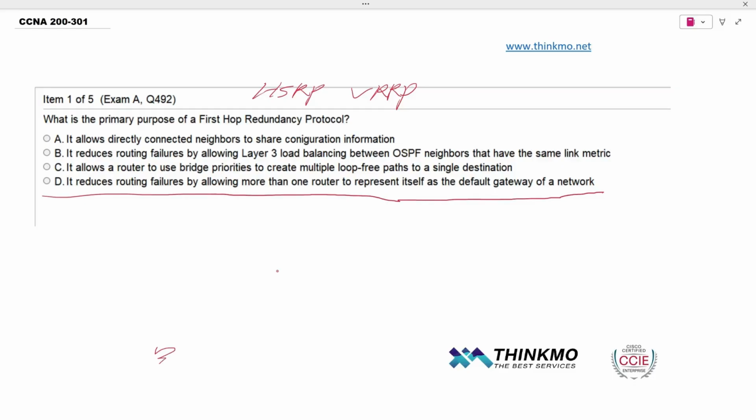For example, under normal circumstances, hosts are connected to a switch. Many hosts connected to a switch, and then the switch is connected to a router. If that router fails, we wouldn't be able to access the gateway, right? So we connect one or more additional routers to increase redundancy, correct? Simply put, this is gateway redundancy. It achieves gateway redundancy, so the correct answer is D.